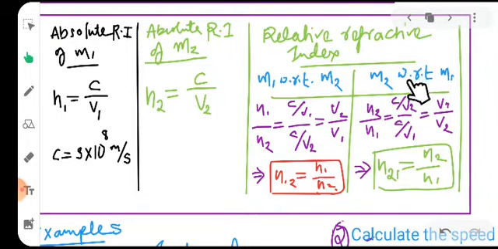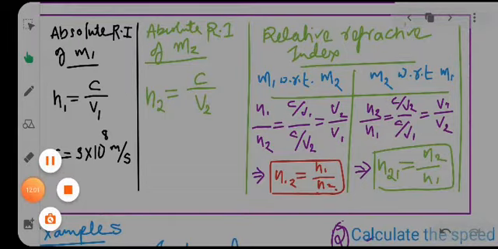Relative refractive index of material 2 with respect to material 1 is then, by doing the ratio n2 over n1, we get c over v2, similarly to the previous case, over c over v1, and we end up with v1 over v2, and we know v1 over v2 stands for n21. So n21 is found to be equal to n2 divided by n1. So that is how we can also calculate the relative refractive indices of materials.